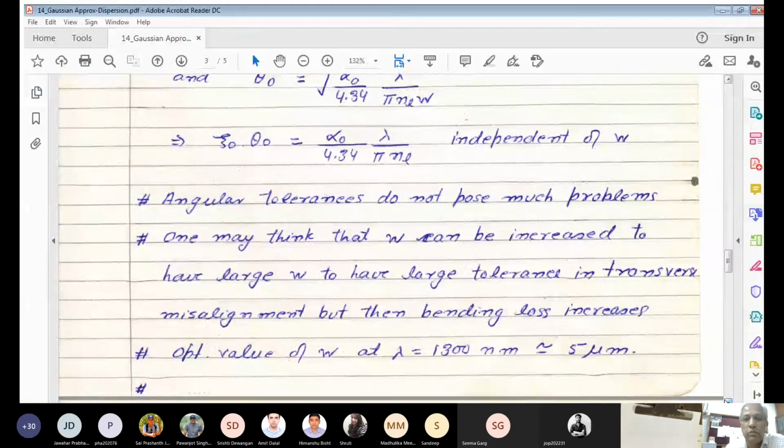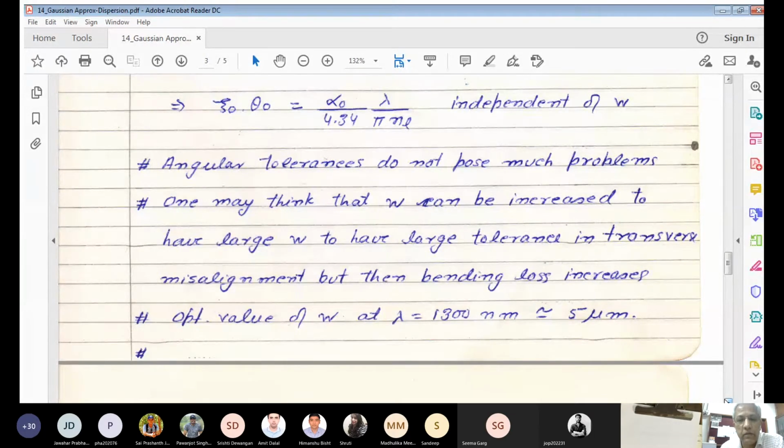So angular tolerances do not pose much problem, as I told you earlier also. You can very well align in one direction, but transverse misalignment is actually a problem. So one may think that W can be increased to have large tolerance in transverse misalignment, but then bending loss increases. This point I will discuss sometime later if time permits: how power is lost through the fiber by bending, and what is the relation of bending loss with respect to radius, spot size, and so on.